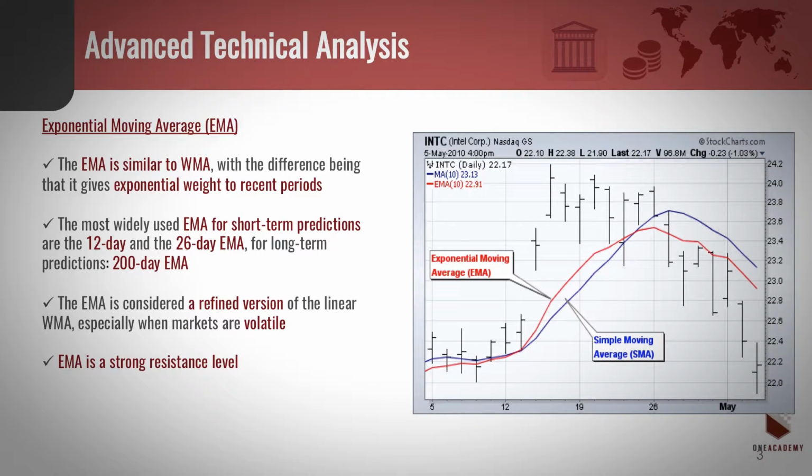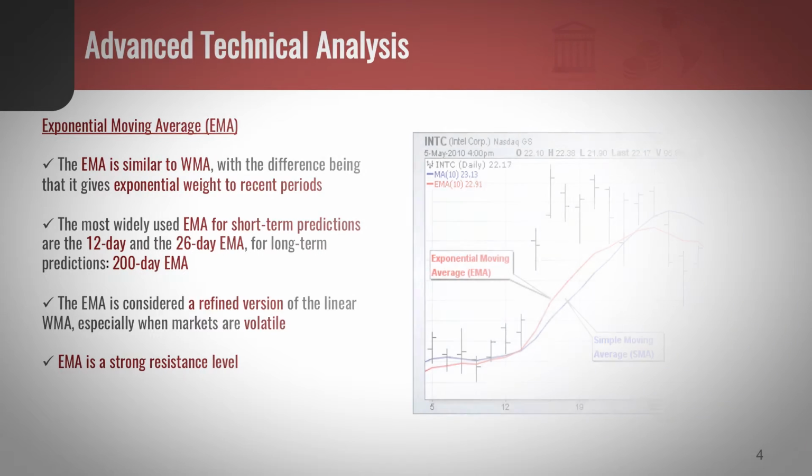Exponential Moving Average, EMA. The EMA is similar to WMA, with the difference being that it gives exponential priority to recent periods. The most widely used EMA for short-term predictions are the 12-day and the 26-day EMA. For long-term predictions, 200-day EMA. The EMA is considered a refined version of the linear WMA, especially when markets are volatile. EMA is a strong resistance level.